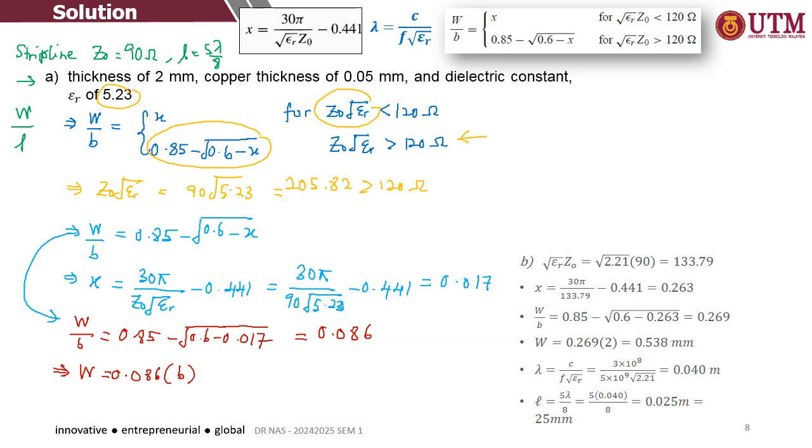So you have two thicknesses in the question: the thickness of the structure, 2 mm, and the copper thickness. B or H is equal to the thickness of the structure. The copper thickness is basically the thickness of the strip line, I mean the metal strip. But this thickness is for the whole structure. So in this case, 0.086 multiplied by 2 millimeter, so your W will be equal to 0.172 millimeter.